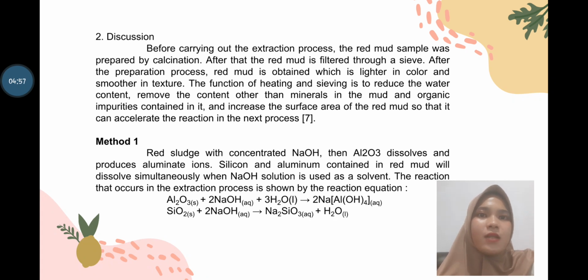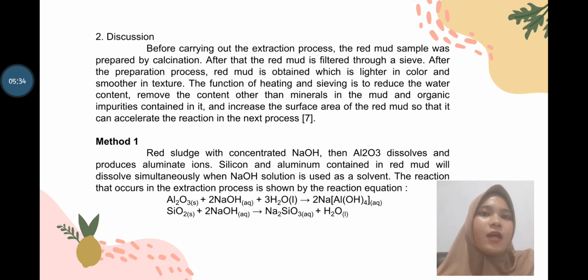Discussion: before carrying out the extraction process, the red mud sample was prepared by calcination. After that, the red mud is filtered through a sieve. After the preparation process, red mud is obtained, which is lighter in color and smoother in texture. The function of heating and sieving is to reduce the water content, remove content other than minerals in the mud and organic impurities contained in it, and increase the surface area of the red mud so that it can accelerate the reaction in the next process.